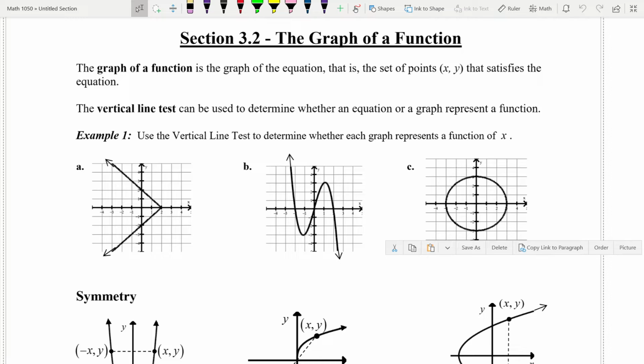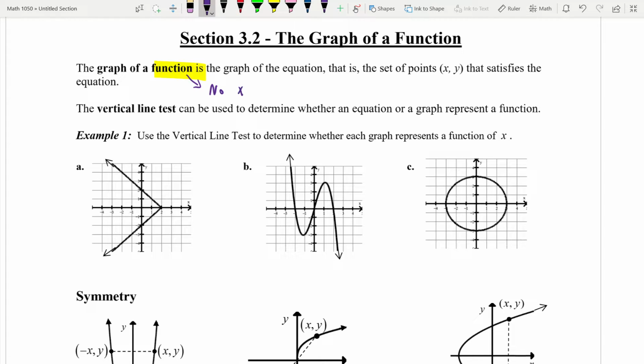Okay, so this is lesson 3.2. We're going to talk about functions. It's not a super long lesson. One of the lessons before talked about functions a little bit. So anyway, the graph of a function is the first thing. It talks about graphing. I want you to remember that a function means that no x values repeat.